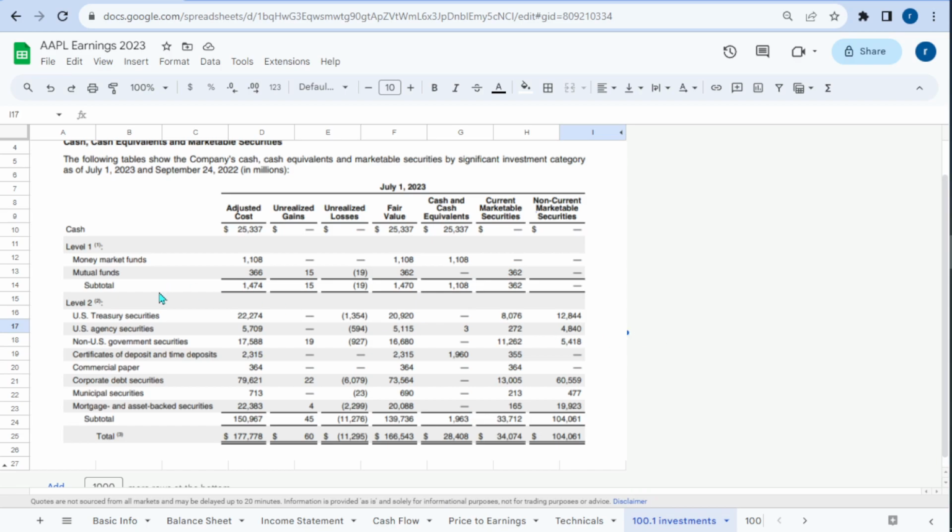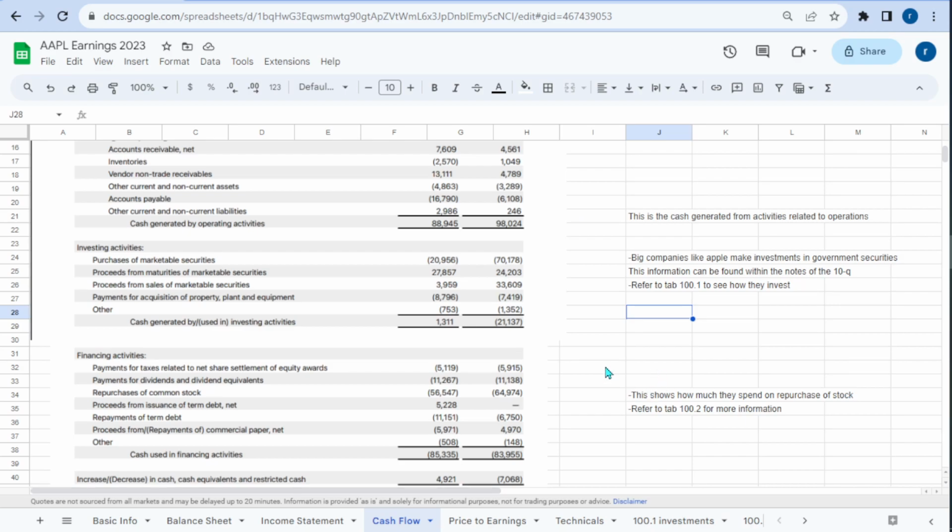So you guys can see, okay, well, they're putting their cash in money market funds, mutual funds, and then they're also throwing their cash in United States Treasury securities, municipalities, commercial paper, all of this stuff. So this is how they're investing, right? Now, let's go back to that statement of cash flows.